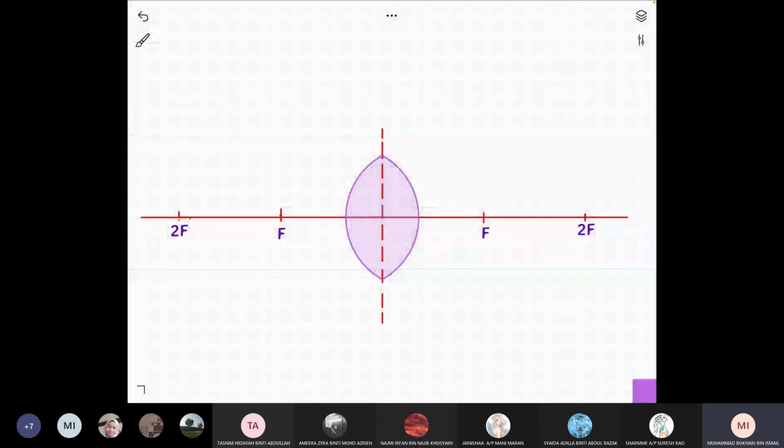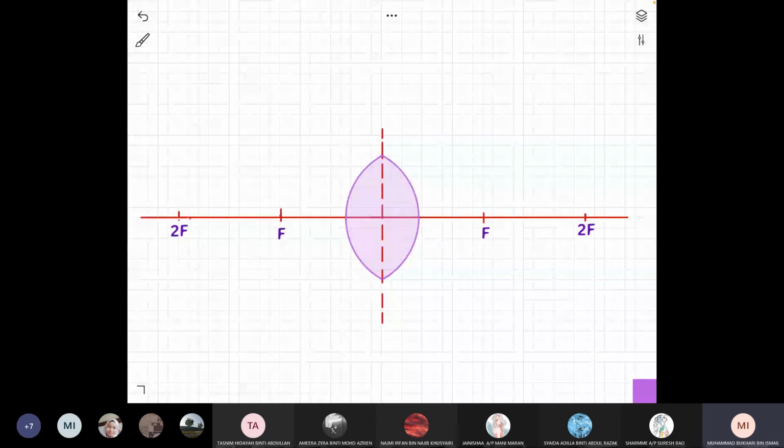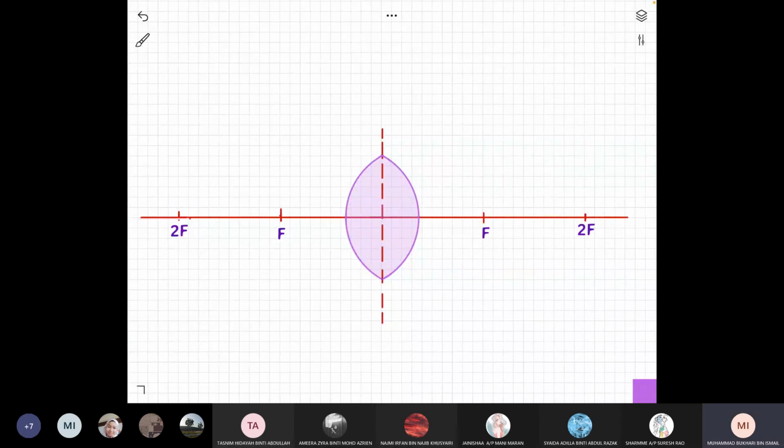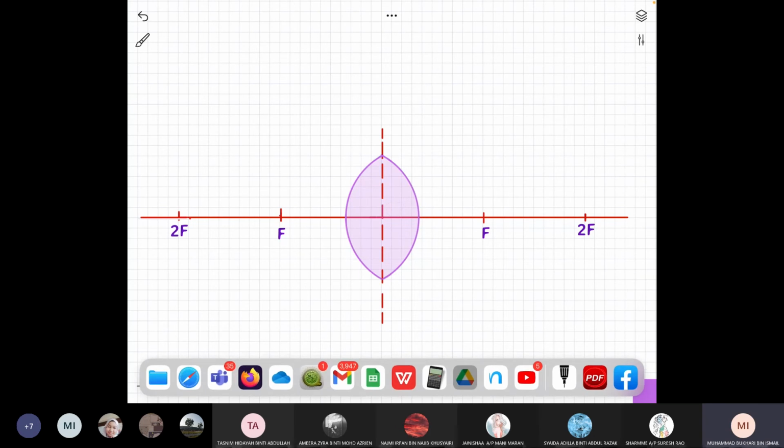Okay, now we will try to draw. We need to draw this. Let's say that you have a lens. Okay, you have a lens, and then you need to draw. Let us refer to the textbook again.